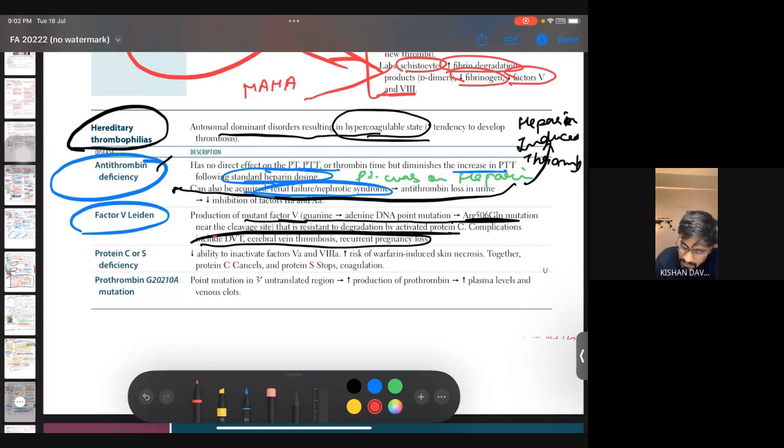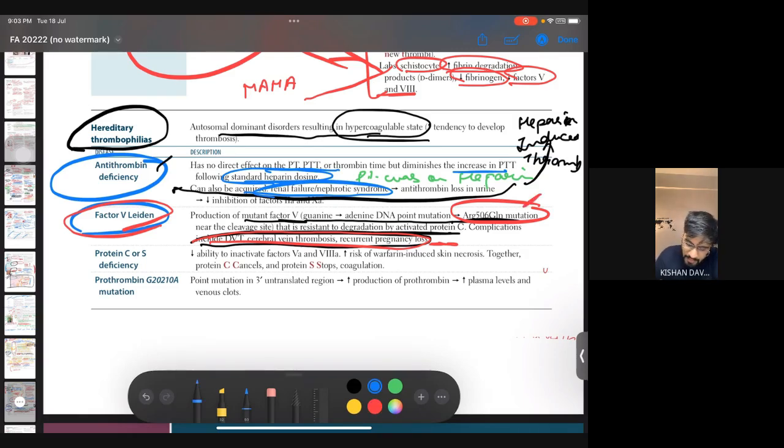They will give you this case. Either they will give you DVT or recurrent pregnancy loss, and in the question they will give you this mutation, or else they will give you this clinical presentation, and then they will say there was a deficiency in factor 5, and then you will be asked which mutation. Okay, so this is how they will be asking you one liners from this.